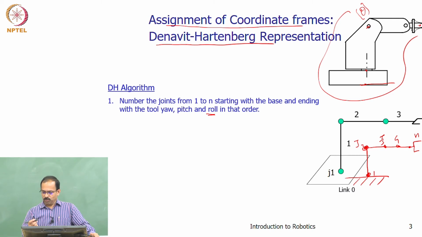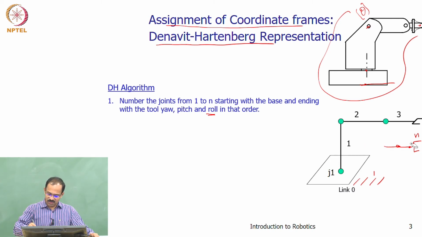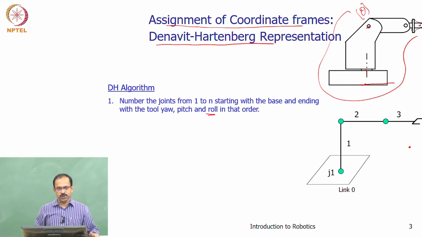Now, I will remove this. Now, give the link numbers also. So, we will start with link 0, and link 1, link 2, link 3, etc. So, link 0 and 1 are connected by joint 1, 1 and 2 are connected by joint 2, like this.